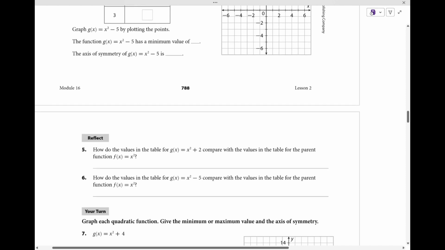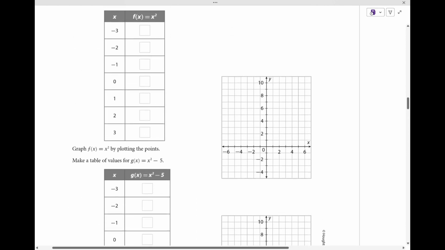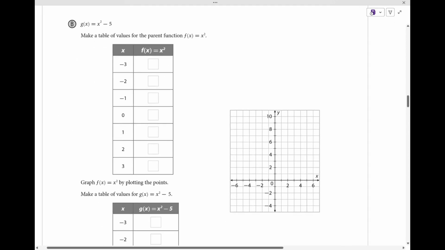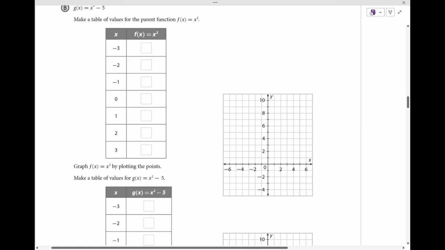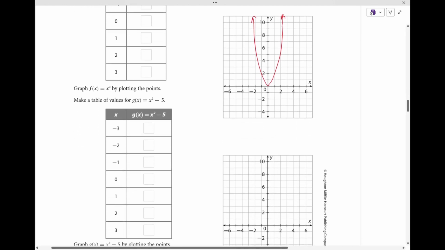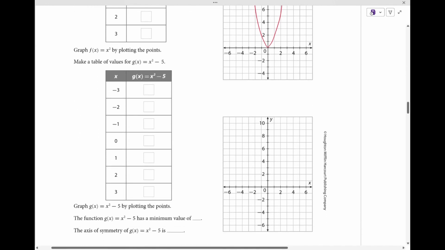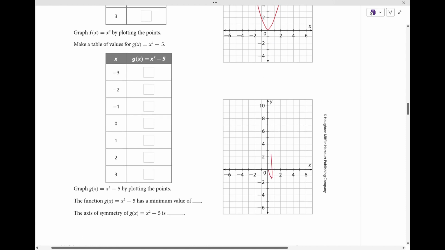This one, x squared minus 5. So your parent function, go ahead and do this on your own, but your parent function will look something like that. I'm just doing it roughly. When you do minus 5, all of the points should shift down by 5 units. So your end result might look something like this.